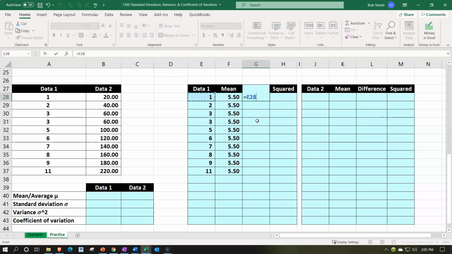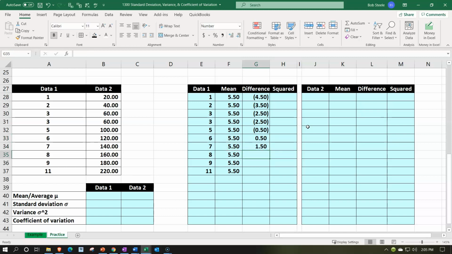So first we had the 1 minus the 1.5. Let's go ahead and add decimals here to all these first. Number group, add a couple decimals. So negative 4.5. And then if we had the second piece of data minus the 5.5, negative 3.5. 3 minus 5.5, negative 2.5, 3 minus 5.5, negative 2.5, 5 minus 5.5, negative 0.5, 6 minus 5.5, 0.5, 7 minus 5.5, 1.5, 8 minus 5.5, 2.5, 9 minus 5.5, 3.5, and 11 minus 5.5, giving us the 5.5.